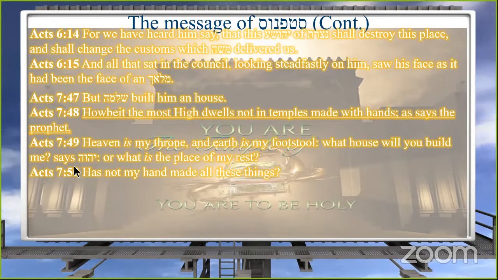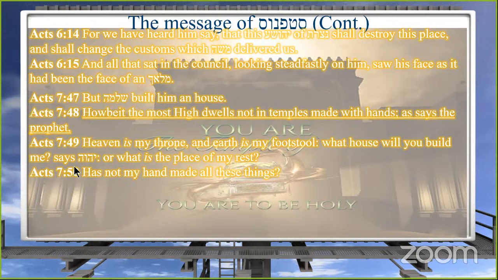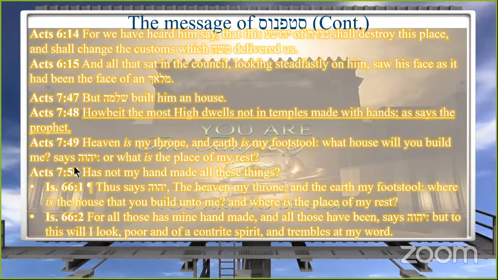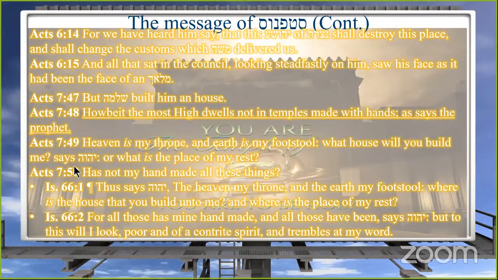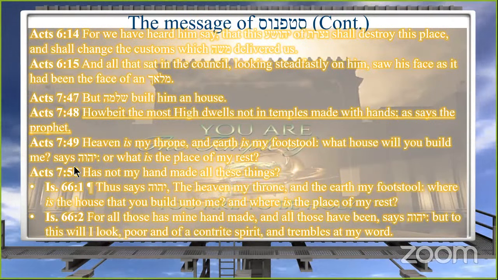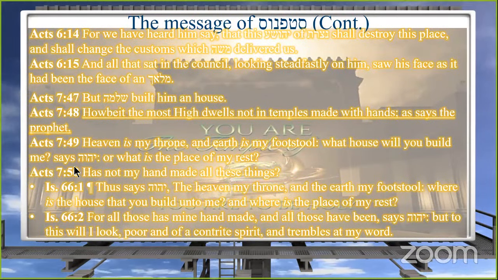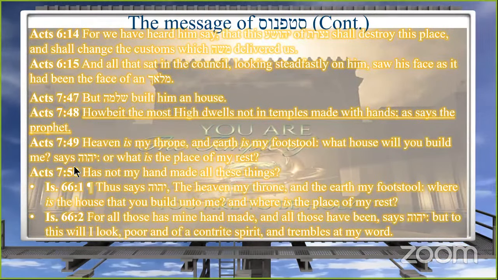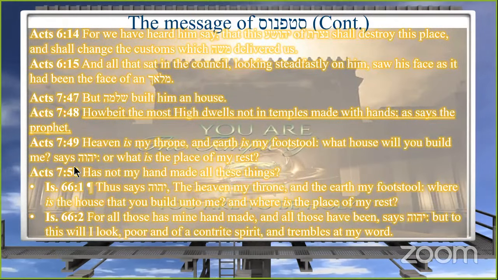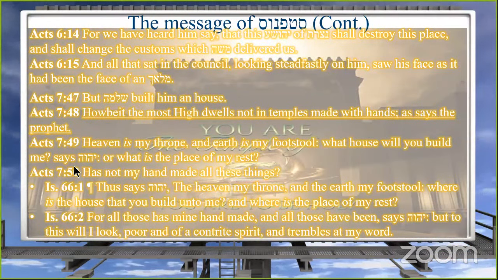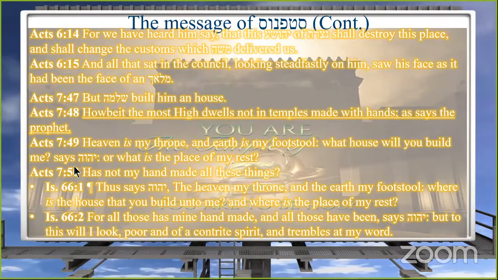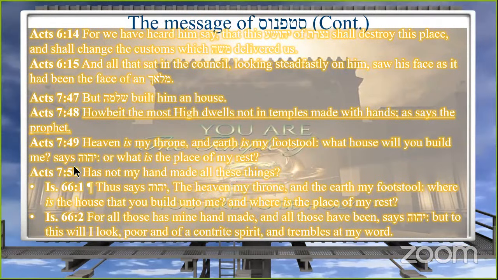Remember the question. This question comes from Isaiah. Isaiah says, thus saith Yahuwah, the heavens are my throne, the earth my footstool. Where is the house that you build unto me? And where is the place of my rest? For all those things has my hand made, says Yahuwah. But to this one will I look: the poor and contrite of spirit, who trembles at my word.